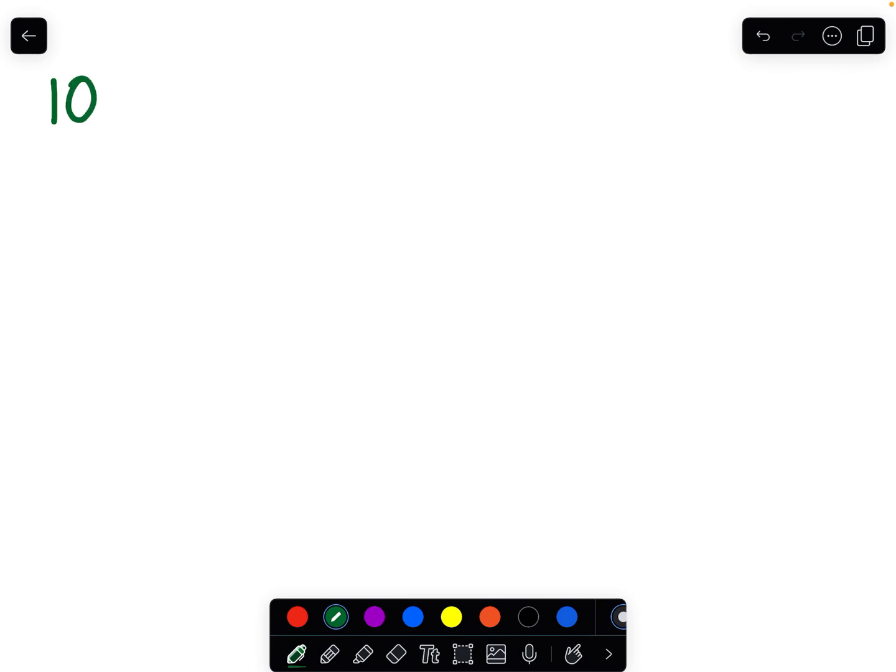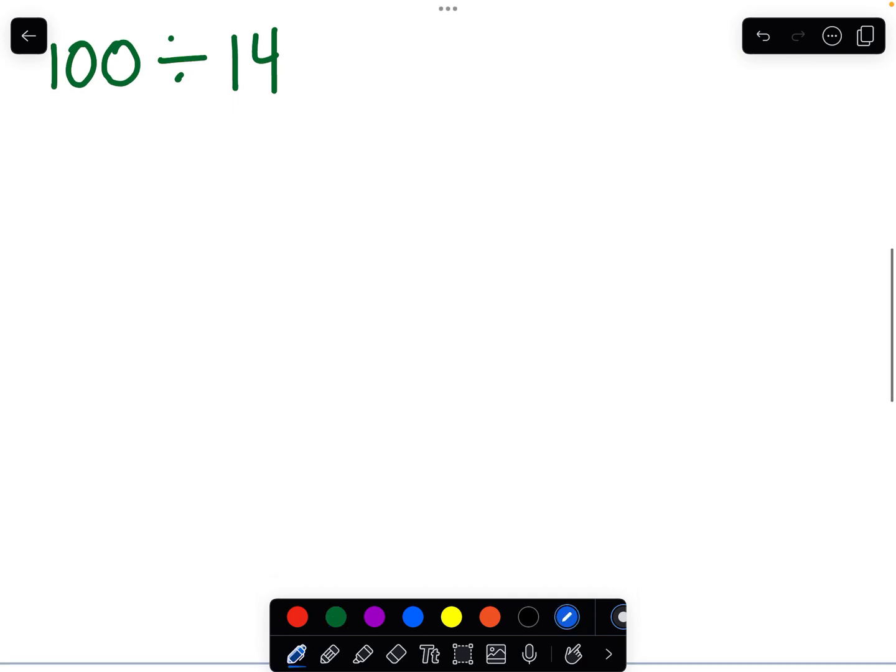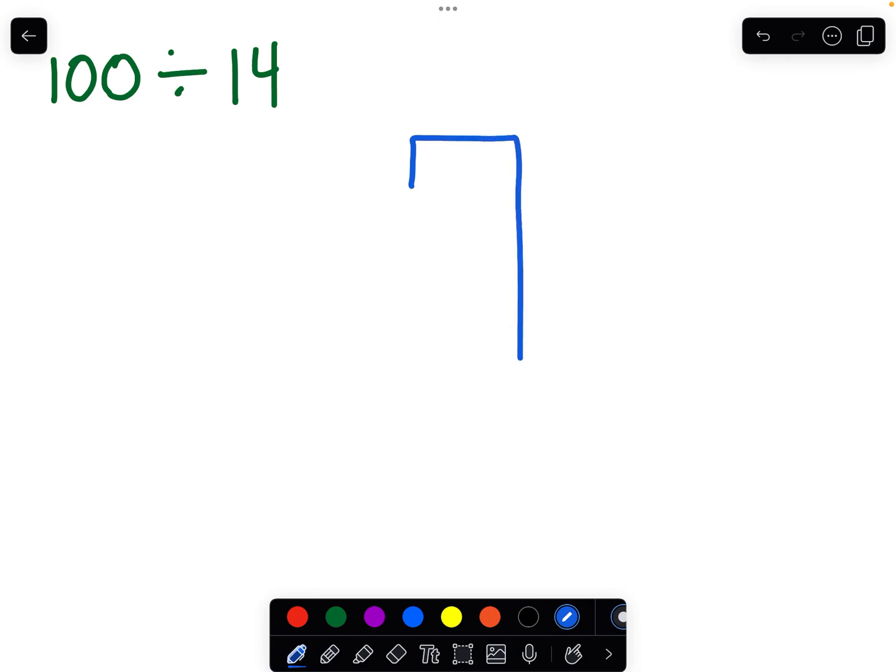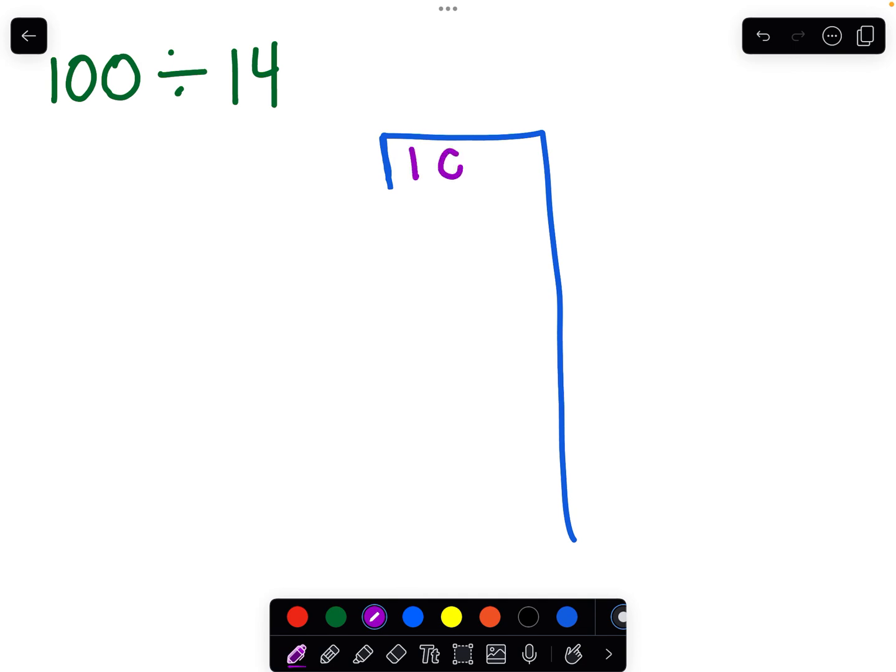What if you have 100 divided by 14? Oh boy, how do I do that? It's a big problem. Well, we're not working with decimals, but I actually really love partial quotients with decimals, and we're going to get to that for sure. Maybe not in this video, probably the next one. Actually, you know what? I want to make the divisor a different color.